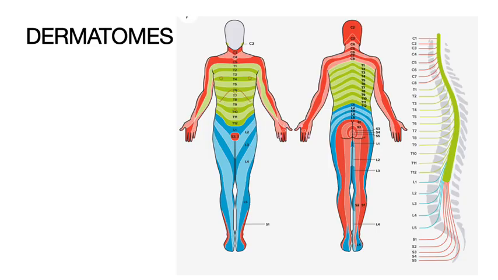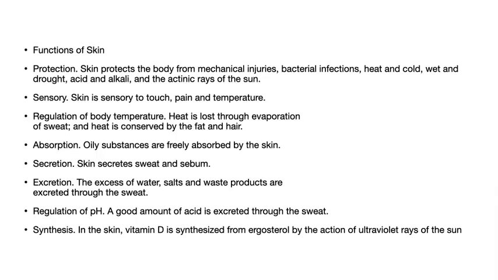Dermatome is that area of the skin which is supplied by a single spinal nerve. So each dermatome corresponds to a spinal nerve. This is a little about the dermatome. Functions of skin, of course we know, are protection, sensory function, pain and temperature, secretion, absorption, excretion. Okay, so the functions of the skin, if it is asked as a short note, you can write.